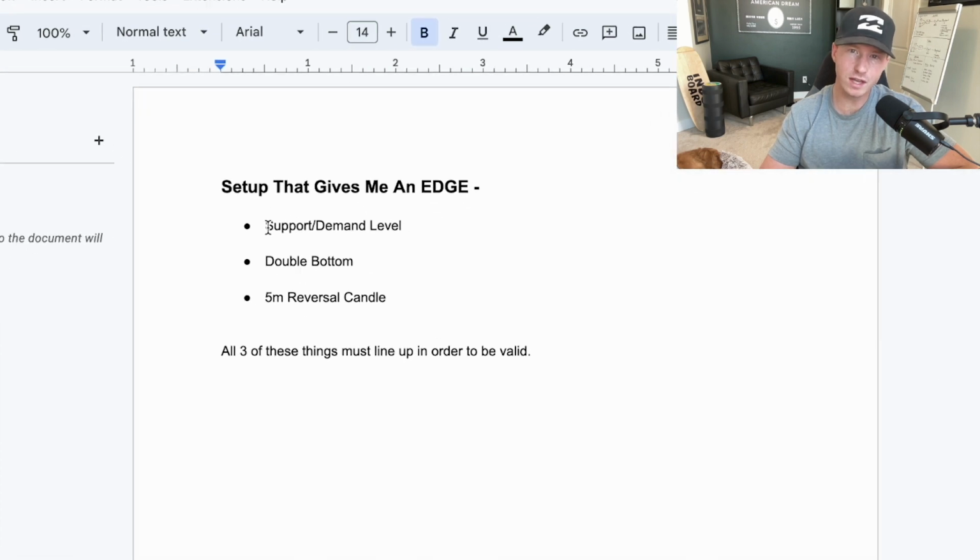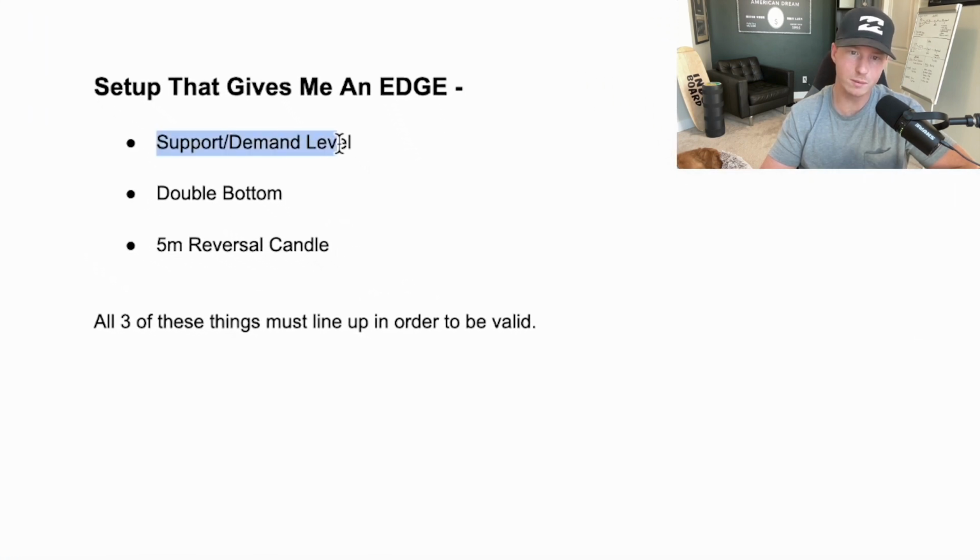So anyways, the first thing I look for is some kind of support or demand level. I never want to buy in the middle of the range. I want to keep my risk to reward very small.